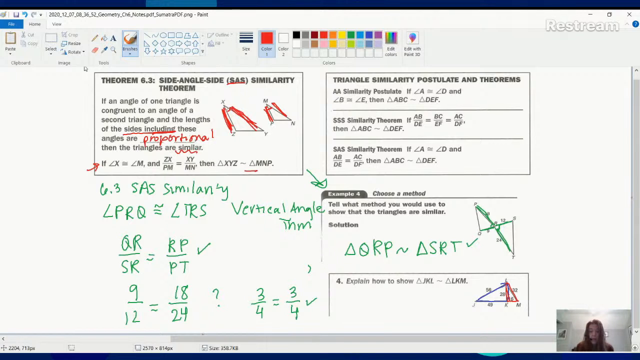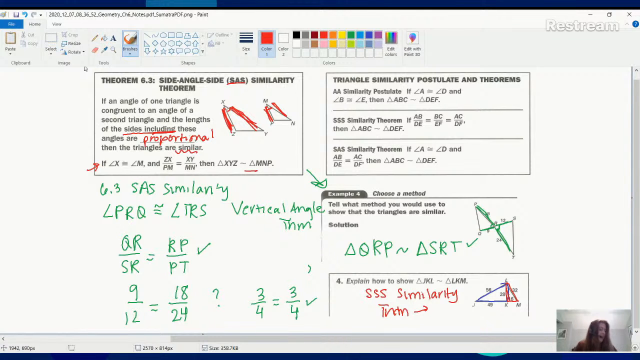So of all of my choices, I've got angle, angle. Well, I don't have any angles marked on here. I've got side, angle, side. I really don't have any angles still marked on here, right? Or I have side, side, side. Do I have side information about the blue triangle and the red triangle? Yep, I do, right? So how I would find that those two triangles are similar is I would check using the side, side, side similarity theorem, right?